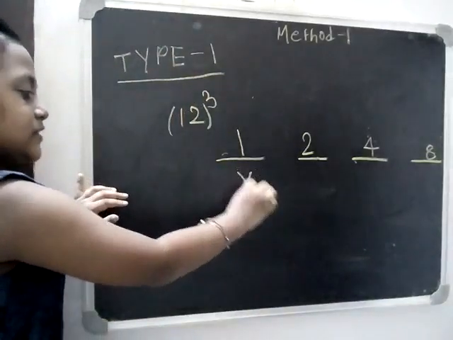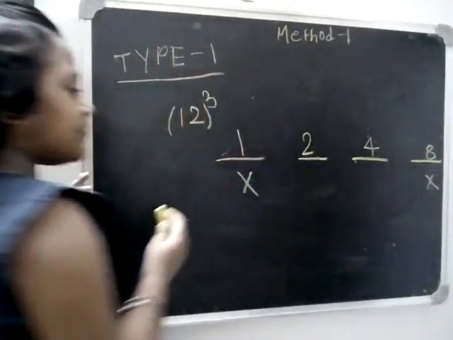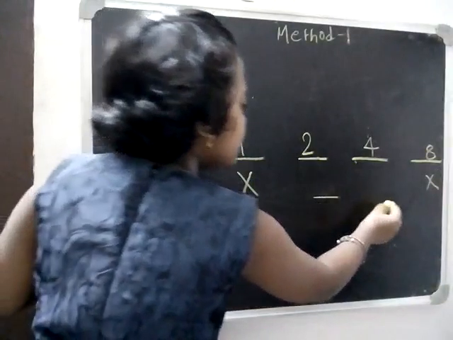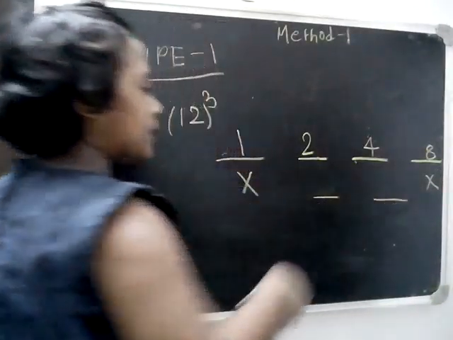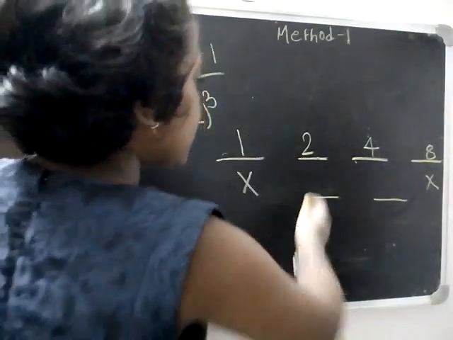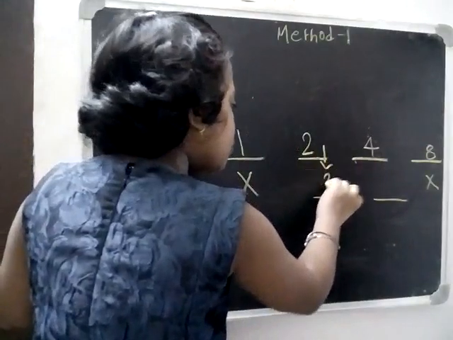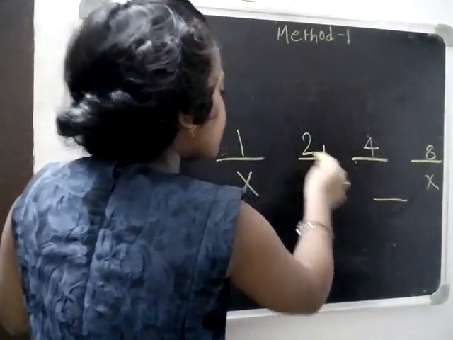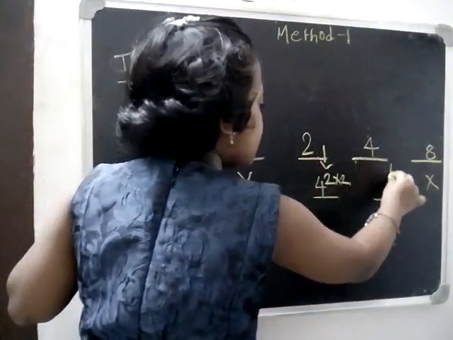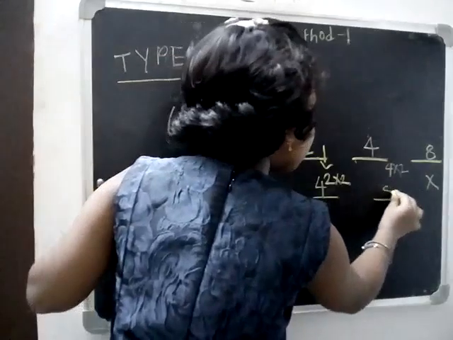In the first and last blank, we do not have to do anything. But in the middle, 2 blanks will come. Here the number is 2, so it will be 2 into 2, which is 2 double. 2 double is 4. Here also 4 into 2, 4 double, which is 8.